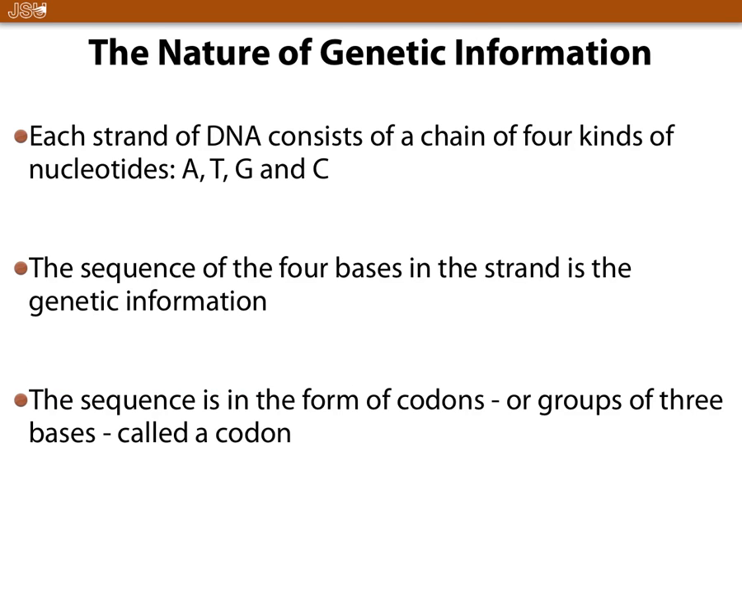Okay, we talked about this before. We have 4 nucleotides, A, T, G, and C. You have to know that A and T bond, G and C link. Okay. We also talked about codons. We'll talk about those later on, but those are triplets, 3 bases in a row. We'll talk about those later.